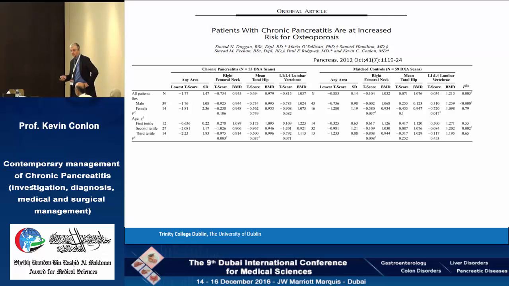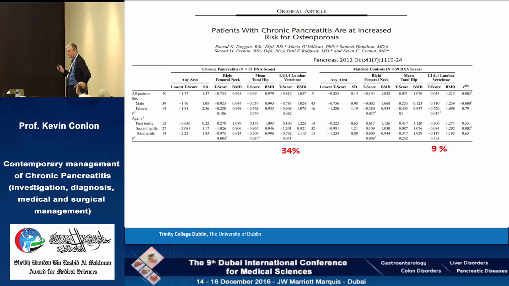And what we found surprised us. With regards to osteoporosis, we found it in 9% of the control patients, which is about the correct figure for the Republic of Ireland. Ireland is at 52 degrees north, doesn't get an awful lot of sun, it rains quite a lot, but this was the figure in our chronic pancreatitis patients. This is osteoporosis, not osteopenia.